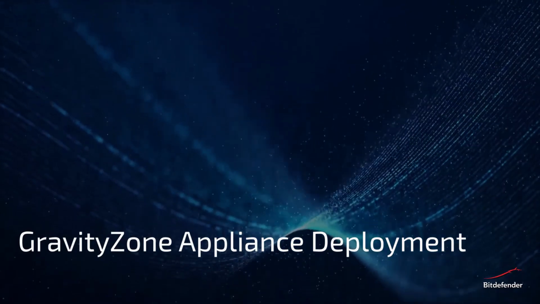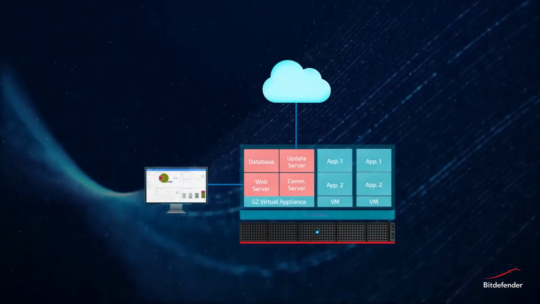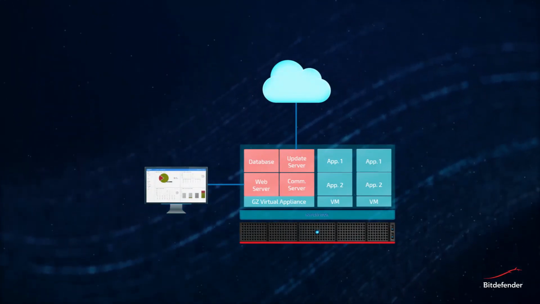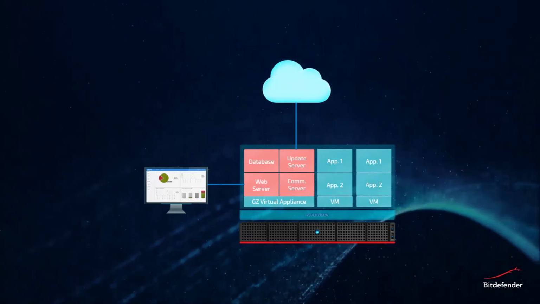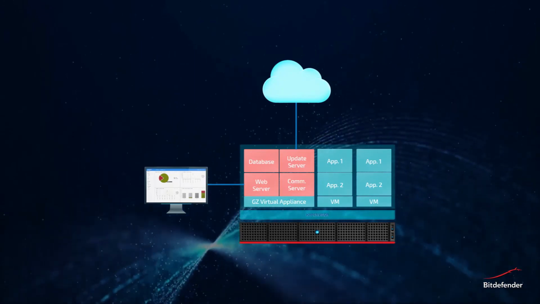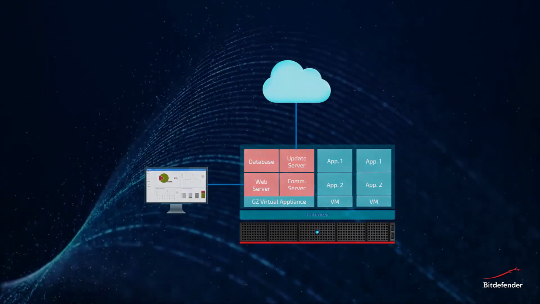GravityZone Appliance Deployment. To start setting up your Control Center, you will only need the GravityZone Virtual Appliance template. The appliance is available in several formats, for compatibility with the main virtualization platforms. Other components of the GravityZone security solution can be remotely installed or downloaded from Control Center.